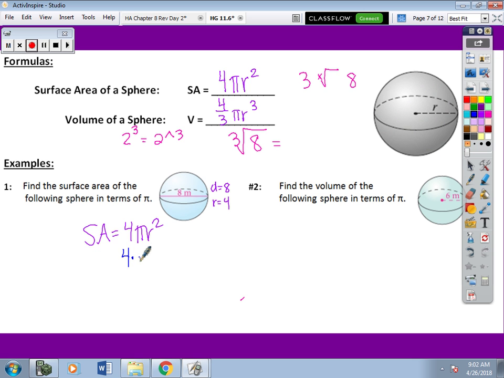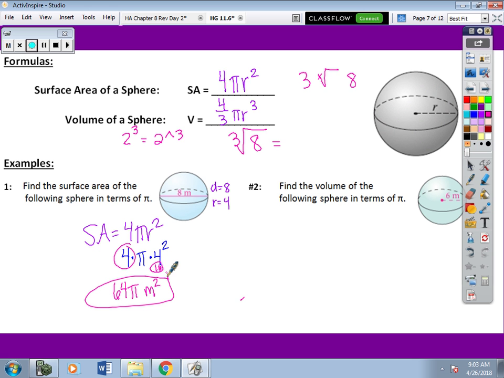So 4 times pi times 4 squared. 4 squared is 16. And remember, to leave it in terms of pi, you just multiply the numbers together. So 16 times 4 is 64. And we leave that pi there. This will be meters squared. Be careful because we're mixing surface area and volume formulas on one note sheet, so pay attention to your units. Surface area is squared.